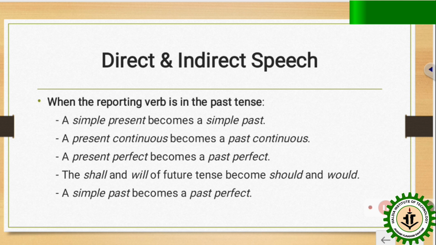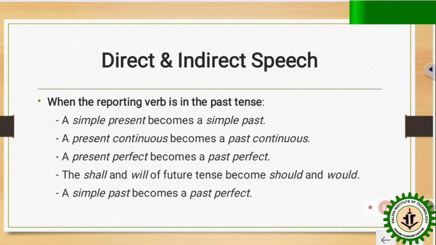So the first point says that when the reporting verb is in the past tense, what are the rules to convert a direct speech into an indirect speech? Now let us first learn what is a reporting verb. If we have a sentence like, he said, "I am busy now." Here in this sentence, the verb said after he, the subject, can be called the reporting verb or the principal verb.